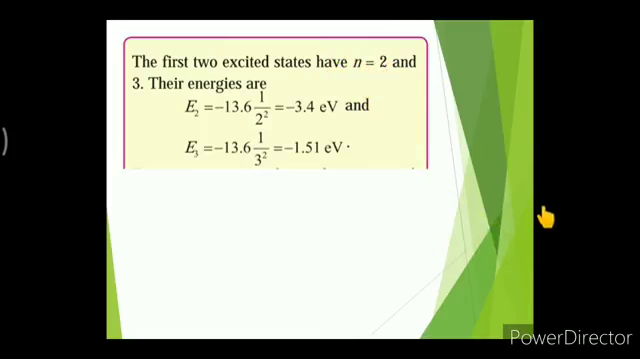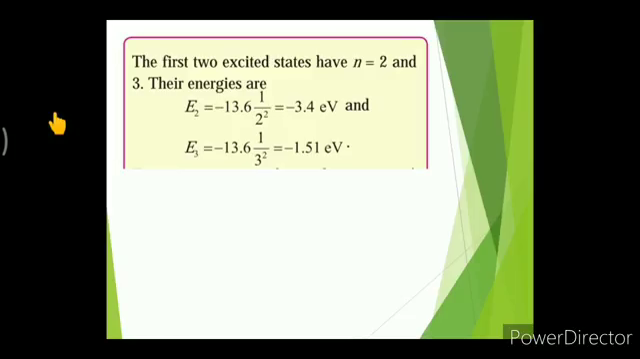So after the first orbit, the next excited state will be the second orbit, and after that the second orbit, the next excited state will be the third orbit. That's why the first two excited states must be n is equal to 2, which is the first excited state, and n is equal to 3 is the second excited state. Let's determine the energies for these two excited states.